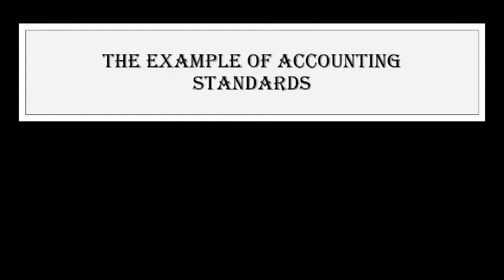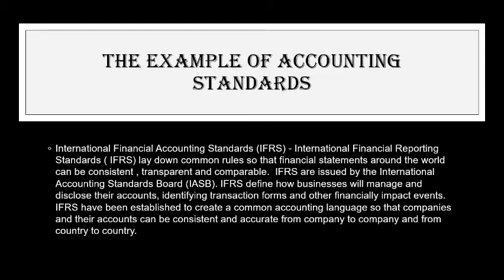The example of accounting standards. Next, International Financial Reporting Standards, IFRS, lay down common rules so that financial statements around the world can be consistent, transparent and comparable. IFRS are issued by the International Accounting Standards Board, IASB. IFRS define how businesses will manage and disclose their accounts, identifying transaction forms and other financially impactful events. IFRS have been established to create a common accounting language so that companies and their accounts can be consistent and accurate from company to company and from country to country.